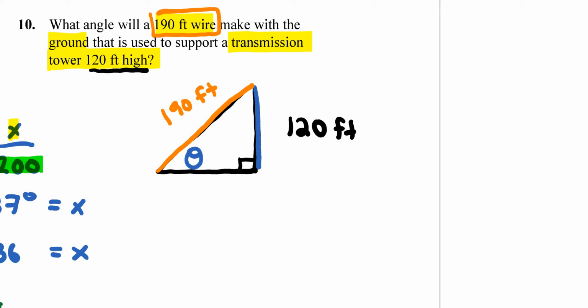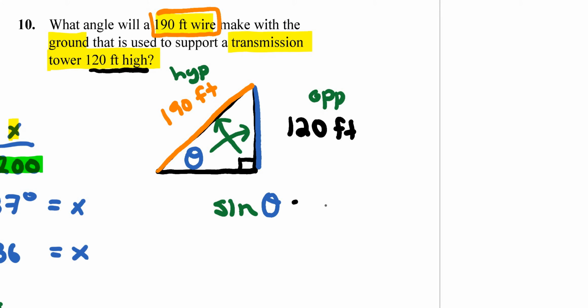Okay, with respect to this angle here, the 120 feet is your opposite, and the 190 here is going to be your hypotenuse. Okay, so the trig ratio that relates hypotenuse and opposite is going to be the sine function, right? So this would be sine of the angle, and the angle we don't know, so we'll label that sine theta, and that's going to equal the opposite, which is 120, divided by your hypotenuse, which is 190.